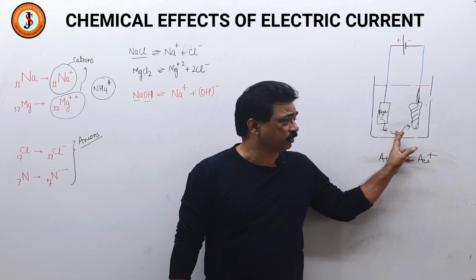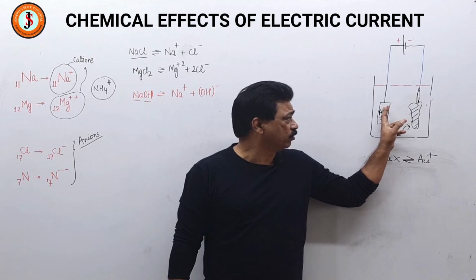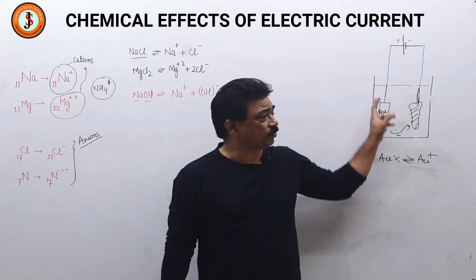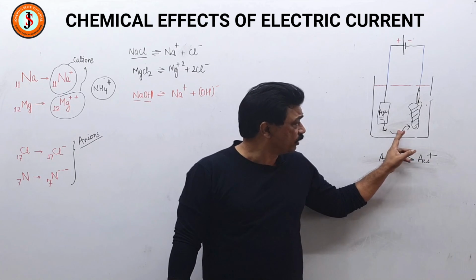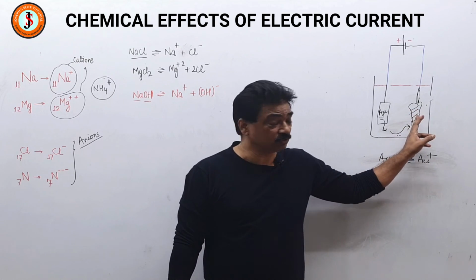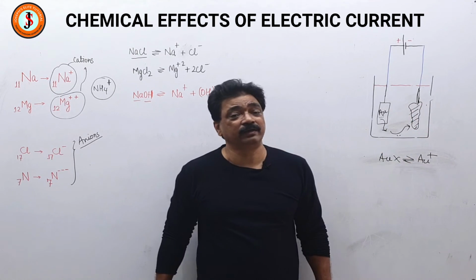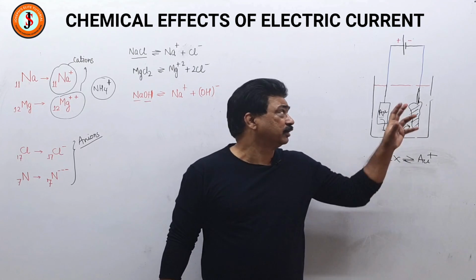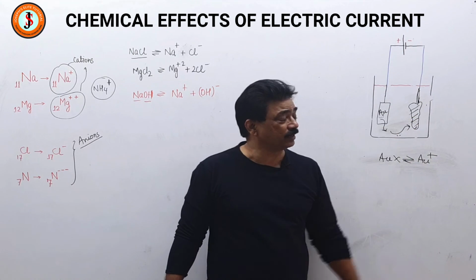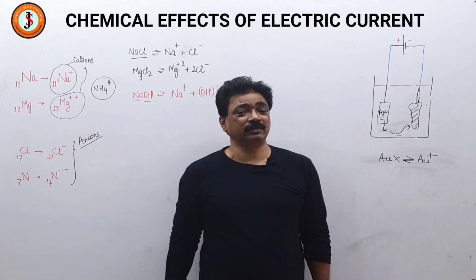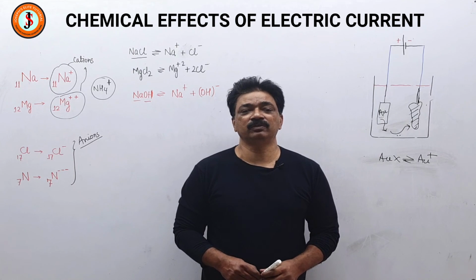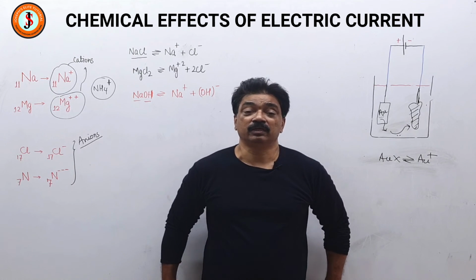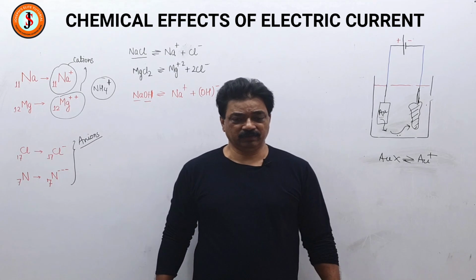So if I have to plate it with gold, I will take a gold anode and a gold salt. Gold will not stay on the positive plate; it will jump down into the solution. From there the gold ions, which are positive ions, will move to the article, which is connected to the negative electrode, that is the cathode, and get deposited. So electroplating is one of the very important uses of the chemical effect of electric current. Thank you.